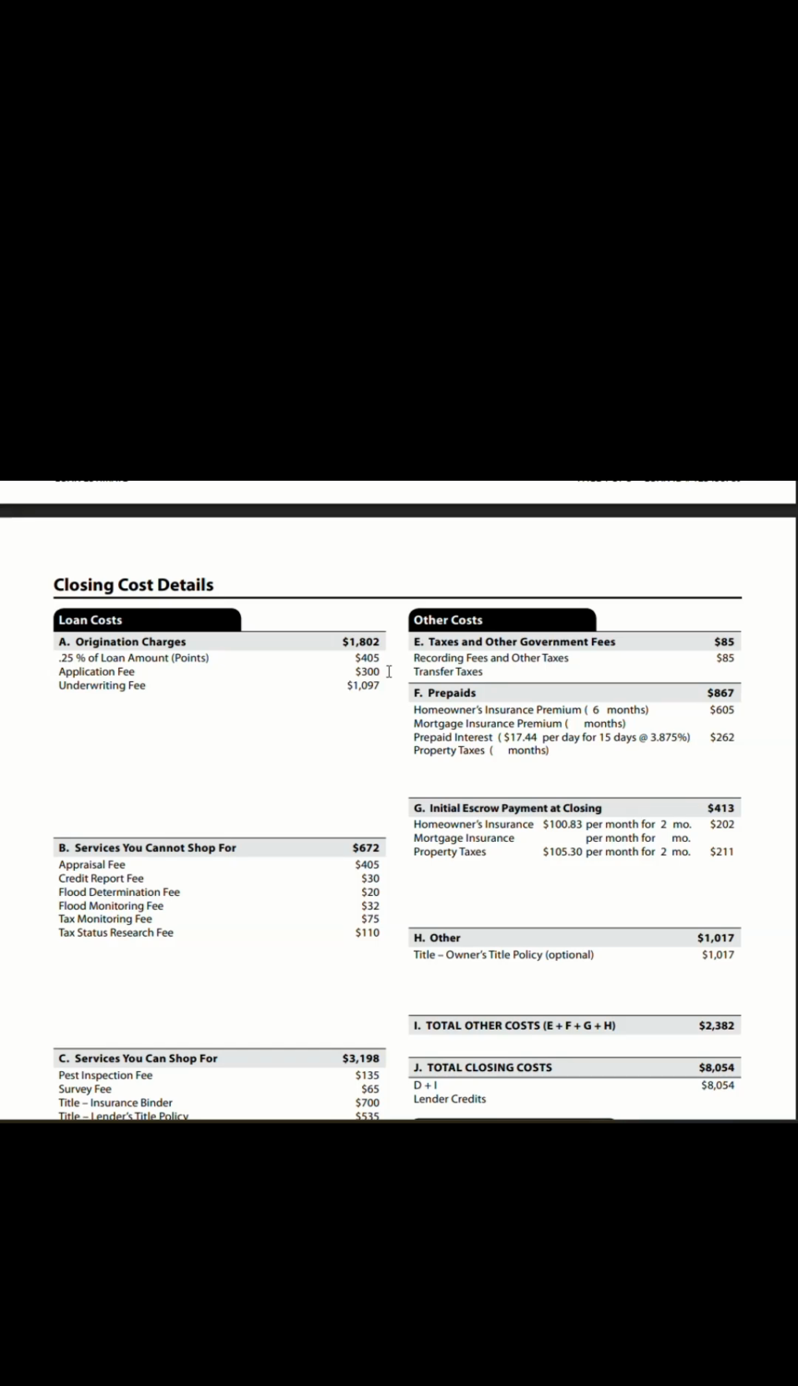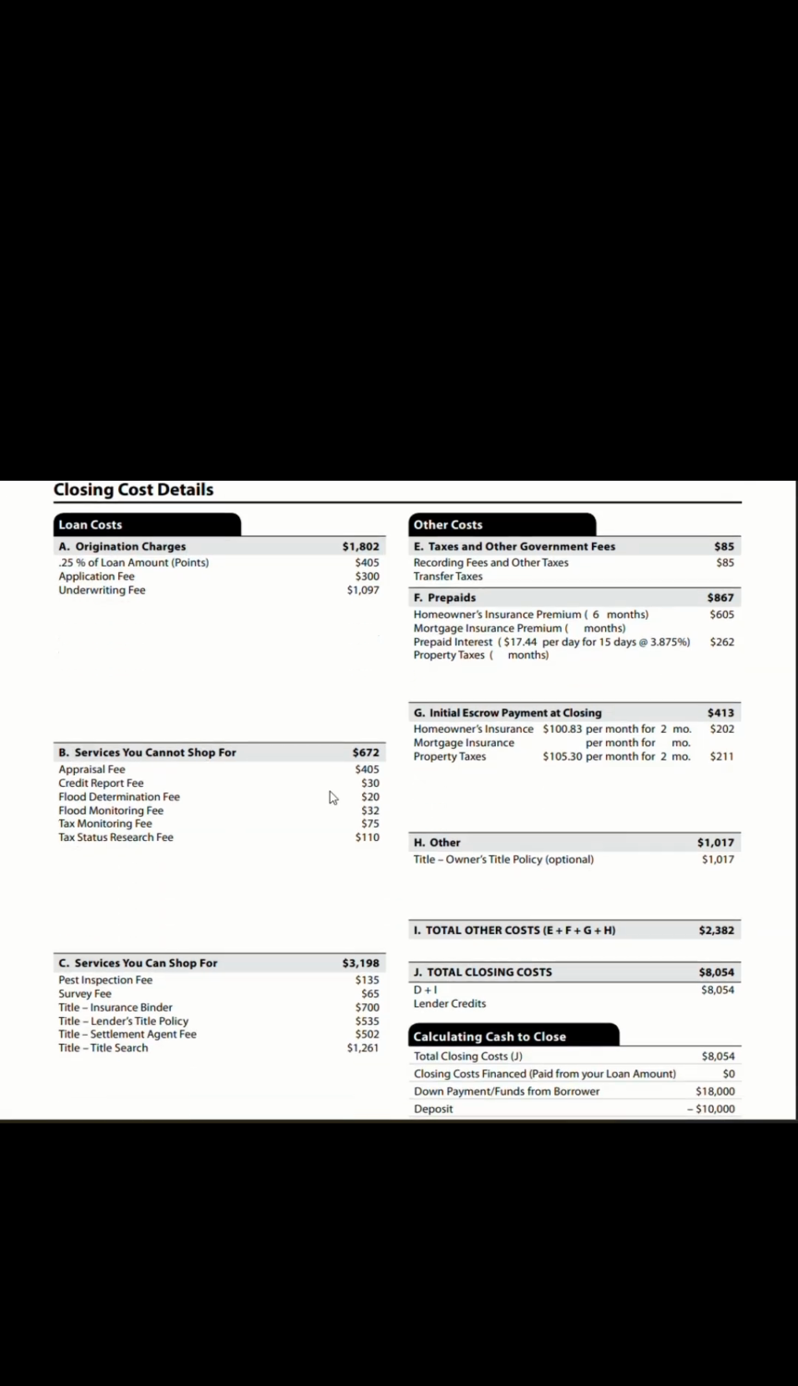Origination charges. These are charges essentially that the lender is charging. This borrower is paying 1/4 of a point, $405 to buy the rate down. They have an application fee and an underwriting fee. These are where you'll see lender charges or origination charges. Down here, services you cannot shop for. This is the appraisal. I see the appraisal on here a lot. There may be other ticky-tack fees on here, but the big one usually is the appraisal.